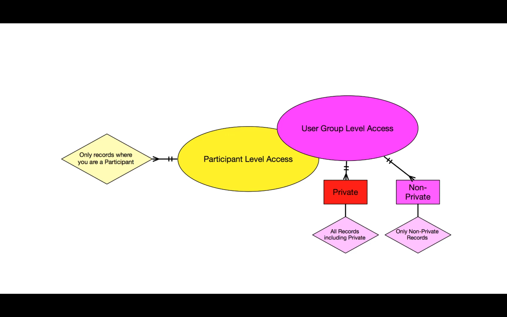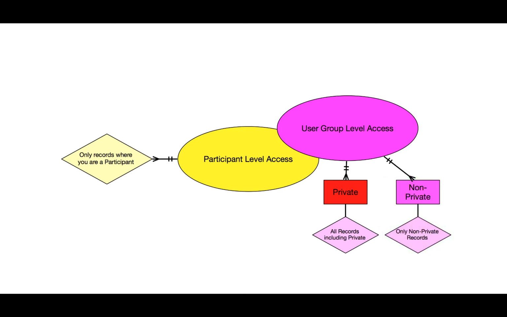When we want to give a group of users access to numerous records in Onit, even ones where they're not a participant, we put them in a user group and give them private or non-private access to records in an app. We call this user group level access. Users in a private user group will gain access to all records in the designated app, including those marked private. Users in a non-private user group gain access to all non-private records in the designated app.